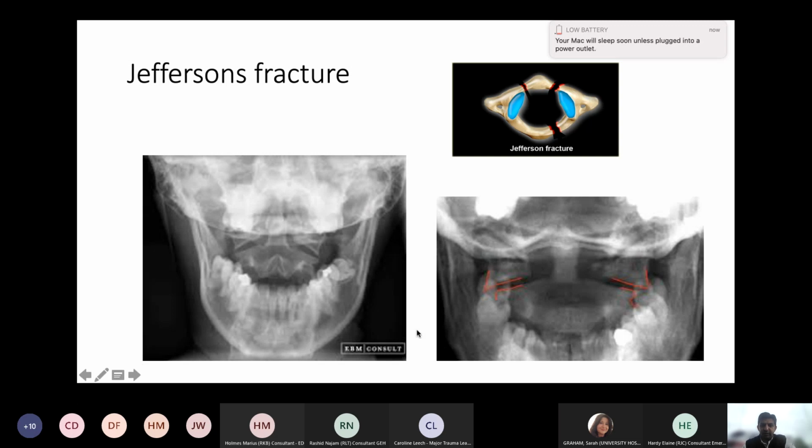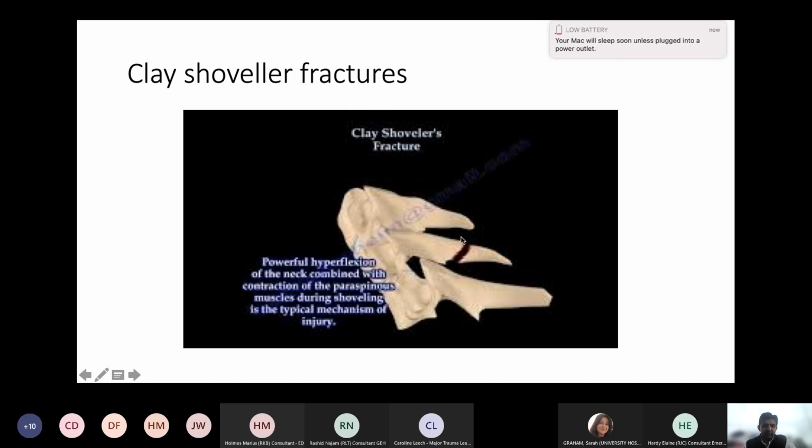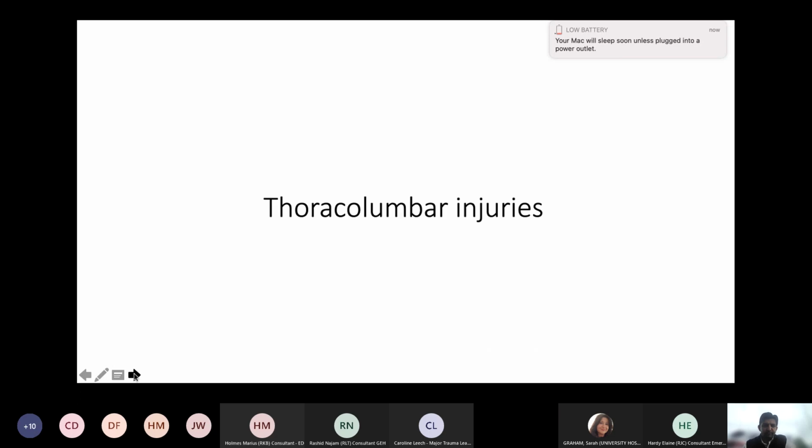There's the Jefferson fracture I talked about. That's a fracture of the C1 arch splayed out over the C2 dens and the body of C2. Also, there's a C2 fracture or a hangman's fracture, bilateral fractures of the pedicles seen on CT, a highly unstable fracture. These are Clay-Shoveler's fractures, usually of the spinous process at multiple levels in the C-spine.